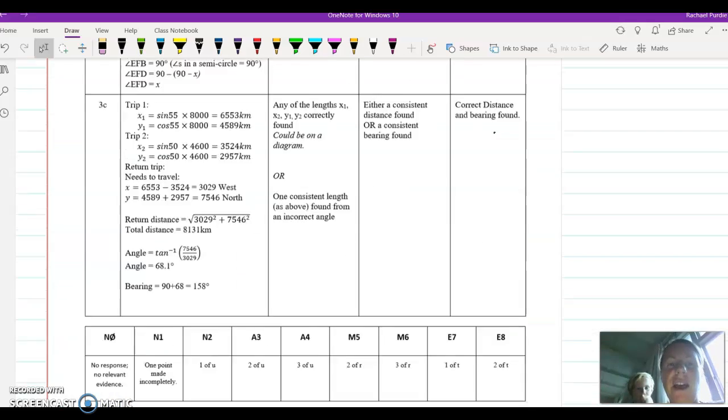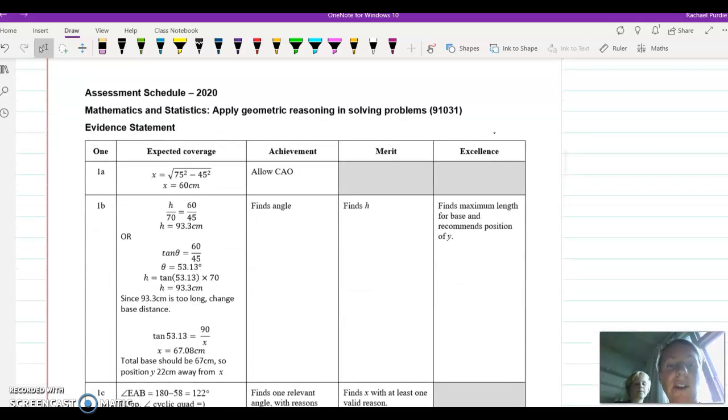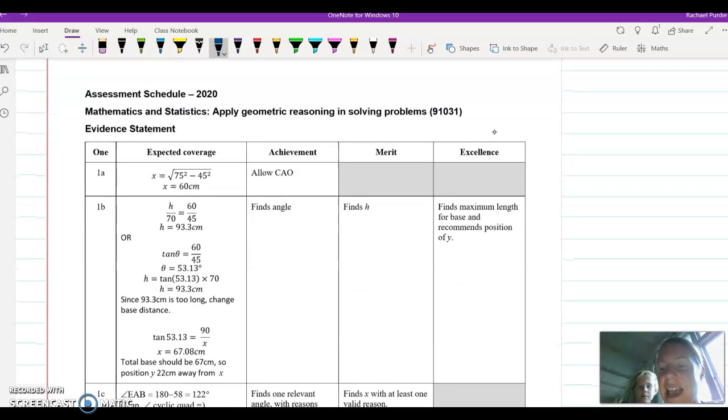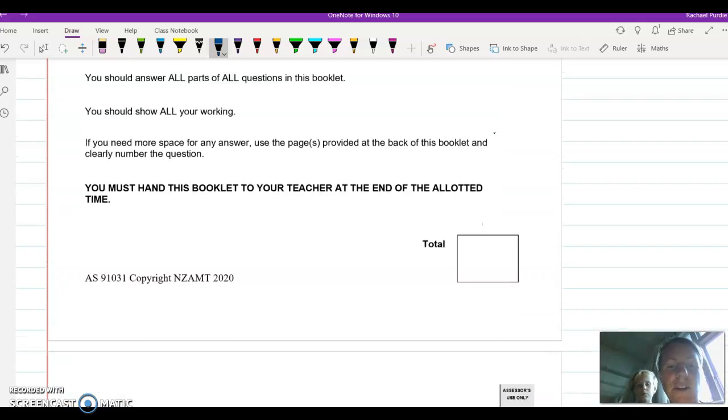And if you have a wee look at the answer schedule, and I'm going to put a copy of this on Teams for you so you can have a look. See how it says allow CAO? That's correct answer only. So that means that if you didn't show any working at all, you actually would have been okay with just 60 centimetres for an achieved mark. I think they probably only do that pretty much once in a paper. All right. Question number two, or the second question.